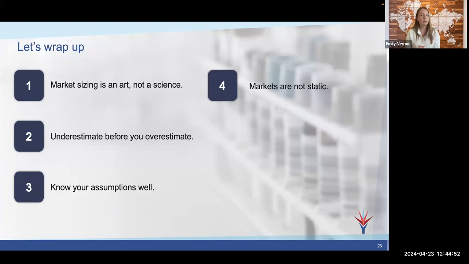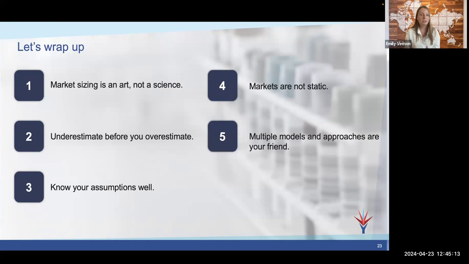Brailey hit on this a little bit earlier, that markets are not static. They are constantly changing. I think we all know that with the pace of technology today. So this is not a one and done type of activity. It doesn't have to be updated every week by any means, but it should be updated on a routine basis to be able to reflect changes in the market, new technologies being launched, etc.